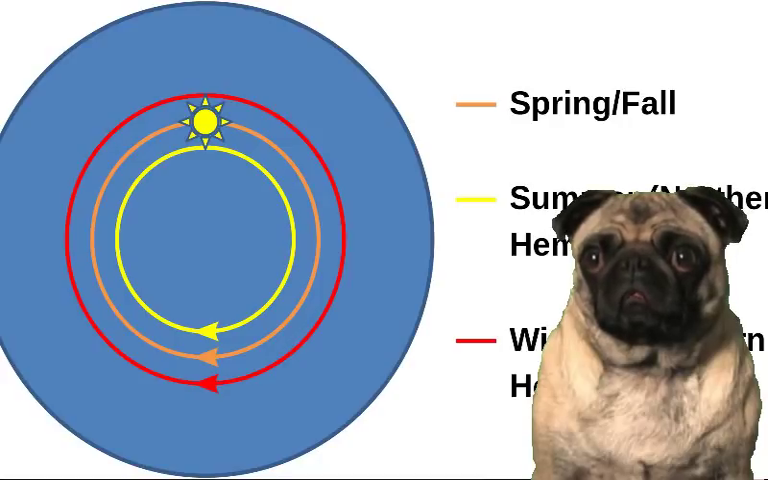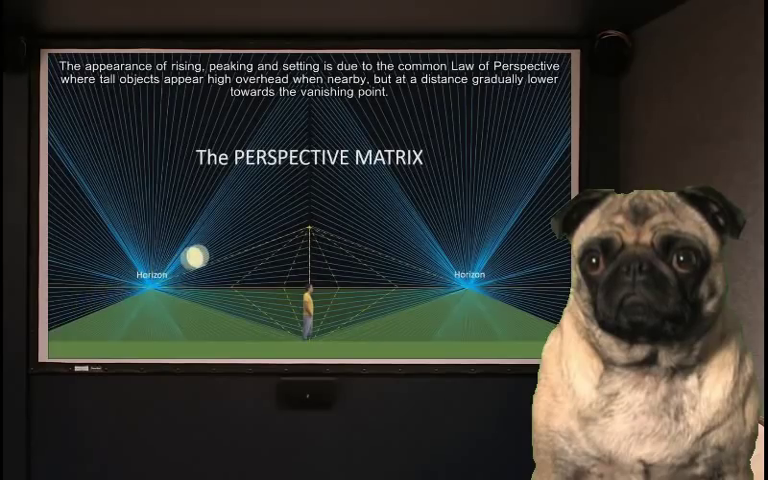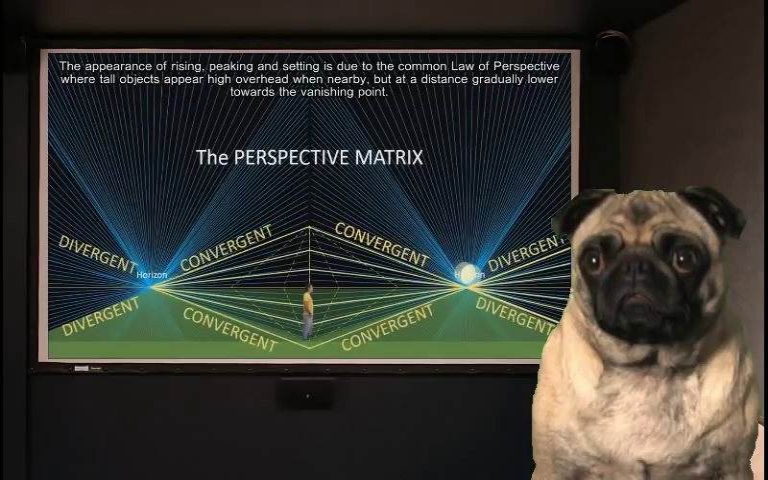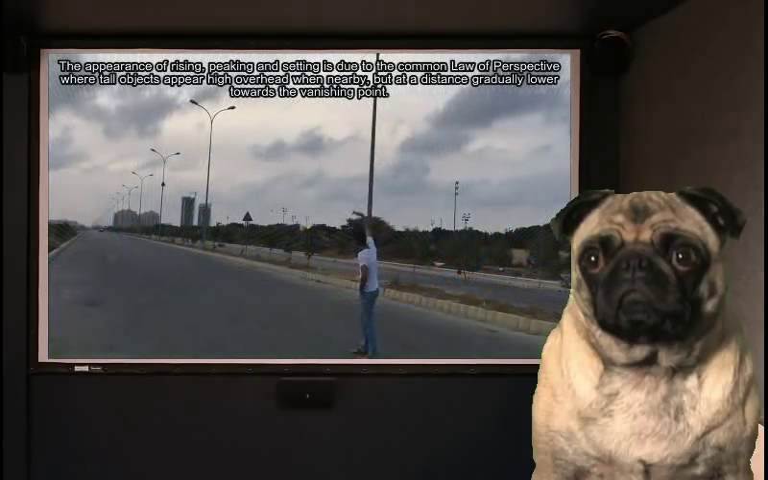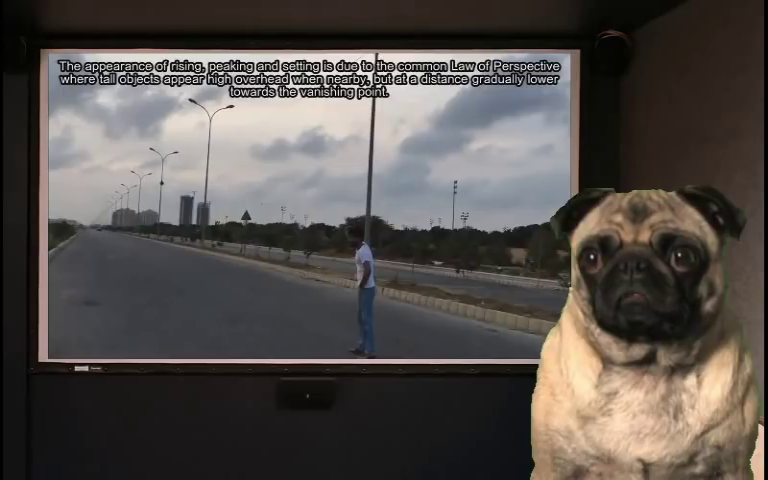It must be great to be able to just pull an answer out of one's ass, whether or not it fits with any other answers, or reality for that matter. The appearance of rising, peaking, and setting is due to the common law of perspective, where tall objects appear high overhead when nearby, but at a distance gradually lower towards the vanishing point. And yet the sun fails to diminish in angular size. We talked about this. Well, at least Eric's speaking his own mind and not just quoting some antiquated tome.